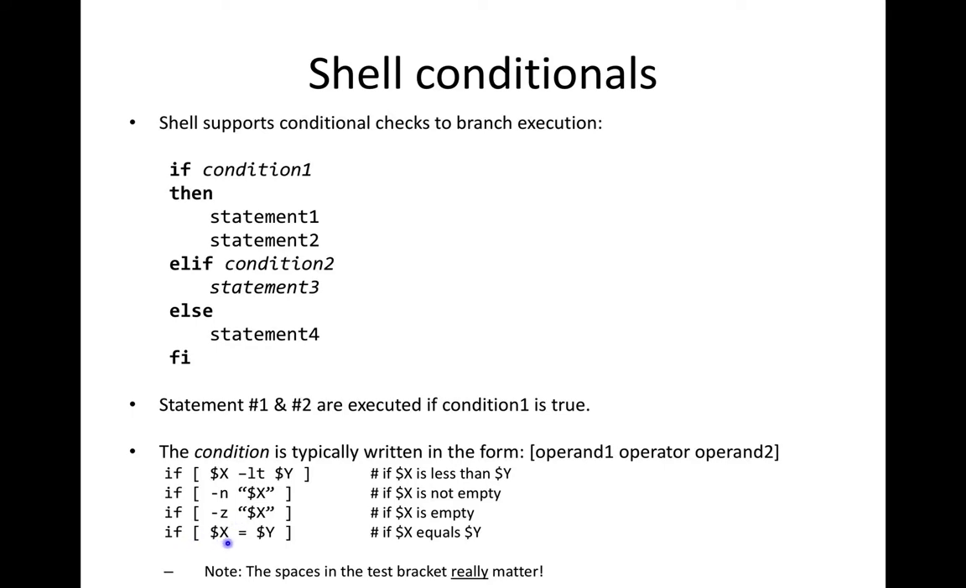And then finally, in the last conditional test, we're testing to see if the value of variable x equals the value of variable y. One thing that's really important to note is that the spaces you see here in these brackets really matter. Super important. These tests will fail if there isn't a space between the left square bracket and the first operand or operator. And then also there needs to be a space afterwards as well.